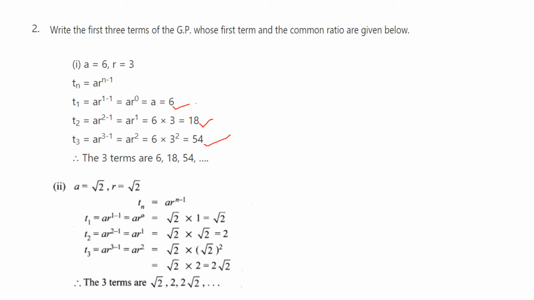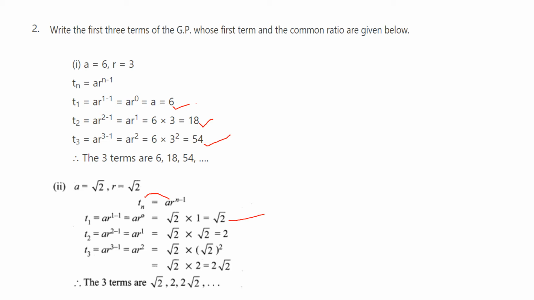Second question, A equal to root 2, R equal to root 2. Here also we use the same formula Tn equal to A R to the power n minus 1. So you substitute n equal to 1, A R to the power 1 minus 1, A R to the power 0, that is 1, R to the power 0 equal to 1. A is root 2, therefore root 2 into 1 equal to root 2.